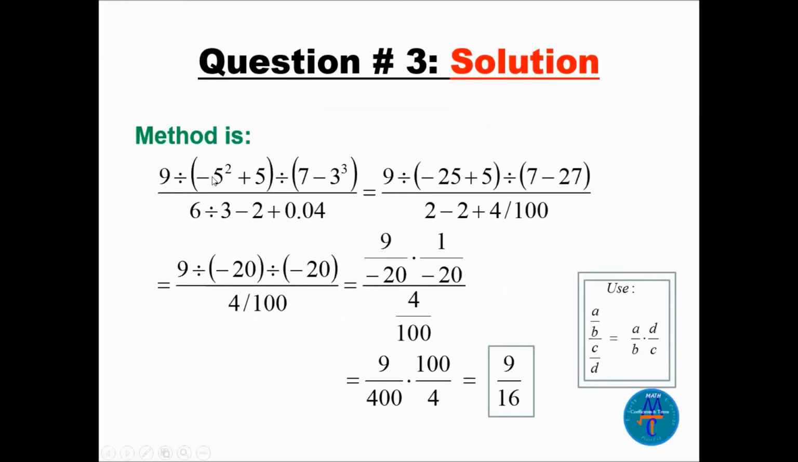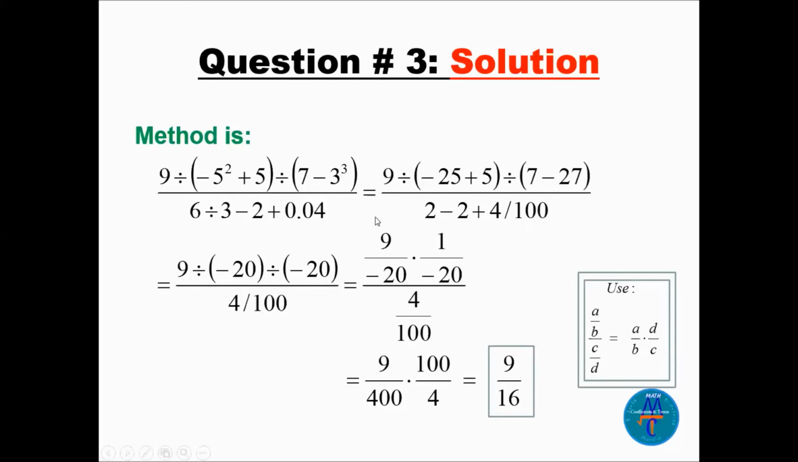Now, this is the question here. The first trick here is minus 5 squared. I already explained that. Minus 5 squared. So you square the 5, and the minus is not included in the base because there is no bracket. So we leave the minus. 5 squared means 5 times 5, 25, plus 5 divided by 7 minus 3 cubed. You cube only the 3. So 3 times 3 times 3, 27.